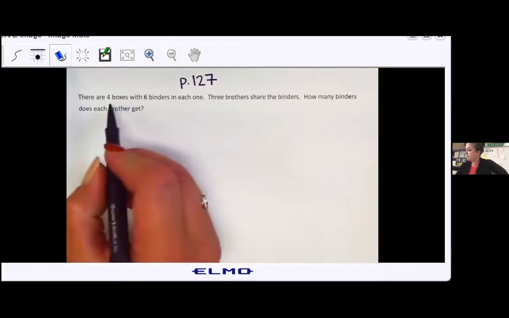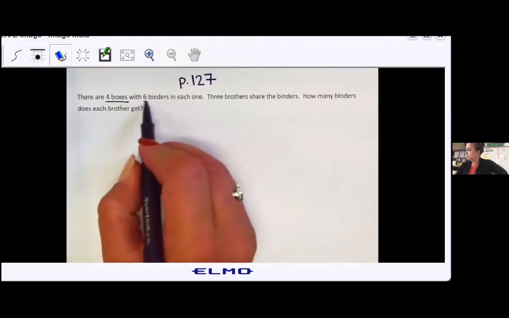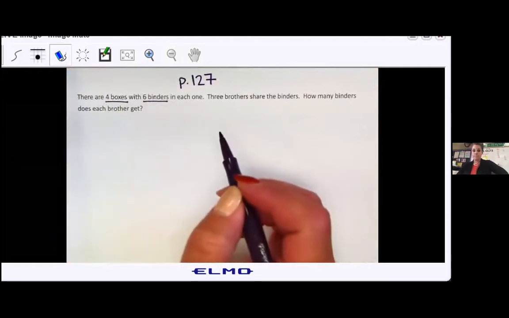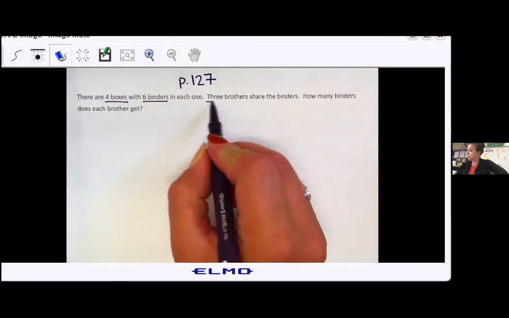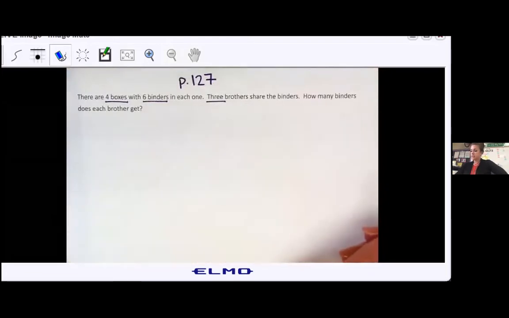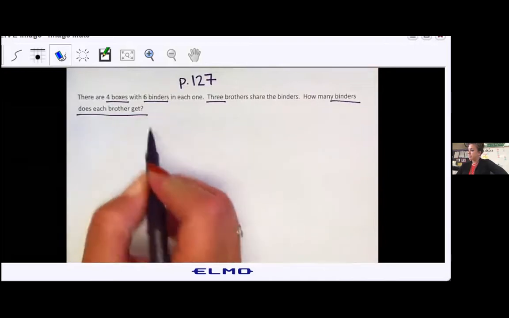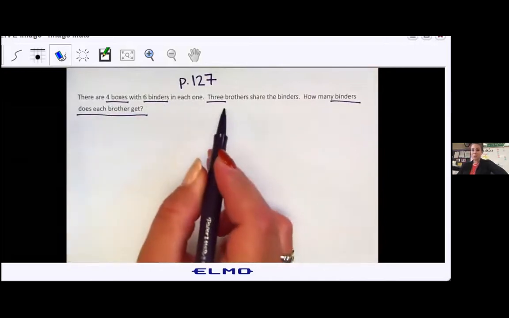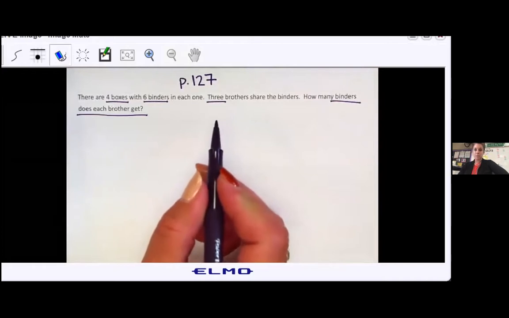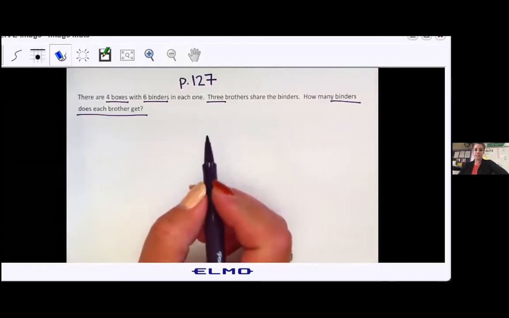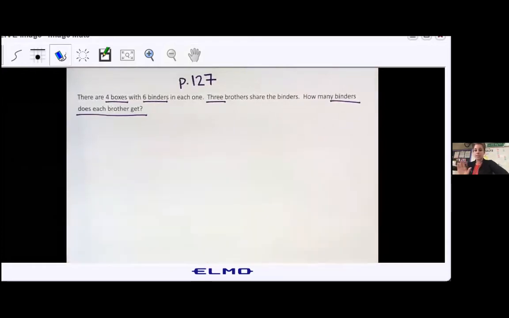There are 4 boxes with 6 binders in each one. 3 brothers share the binders. How many binders does each brother get? All right, I see 3 numbers, so I know that's a 2-step word problem. So I'm going to have to do 2 steps to answer this. Go ahead, pause the video to try to figure it out first.